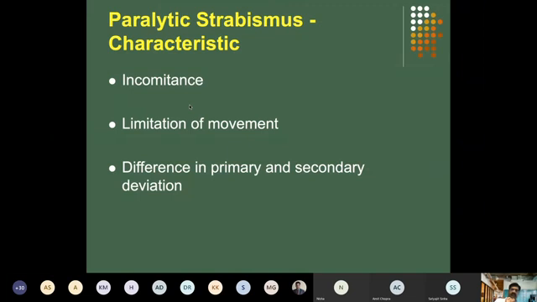And when we do a clinical examination and cover test, there is a difference in primary and secondary deviation. Now, what is primary deviation? Primary deviation is when we are measuring, suppose we are doing a modified Krimsky or a cover test, in which the patient is fixing with the paralyzed eye and with the non-paralyzed eye. So the measurements in both the conditions will be different. So that is called the difference in primary and secondary deviation.